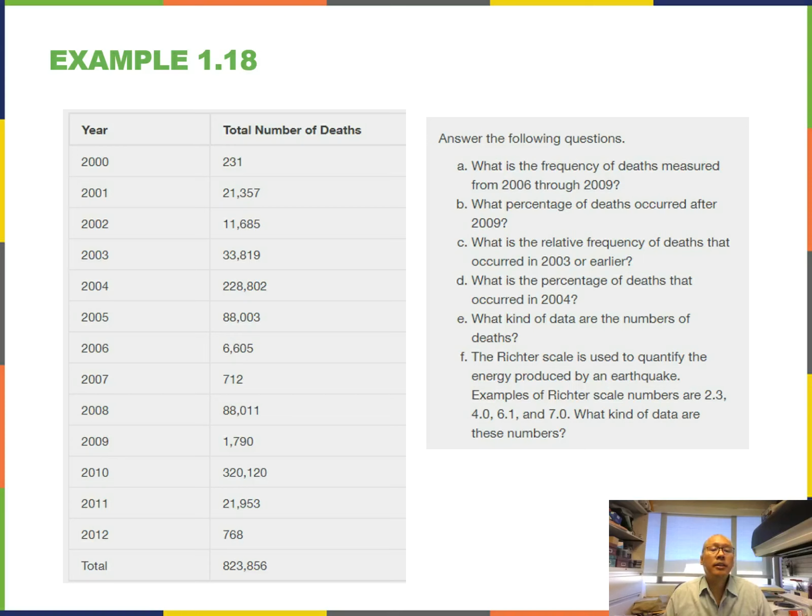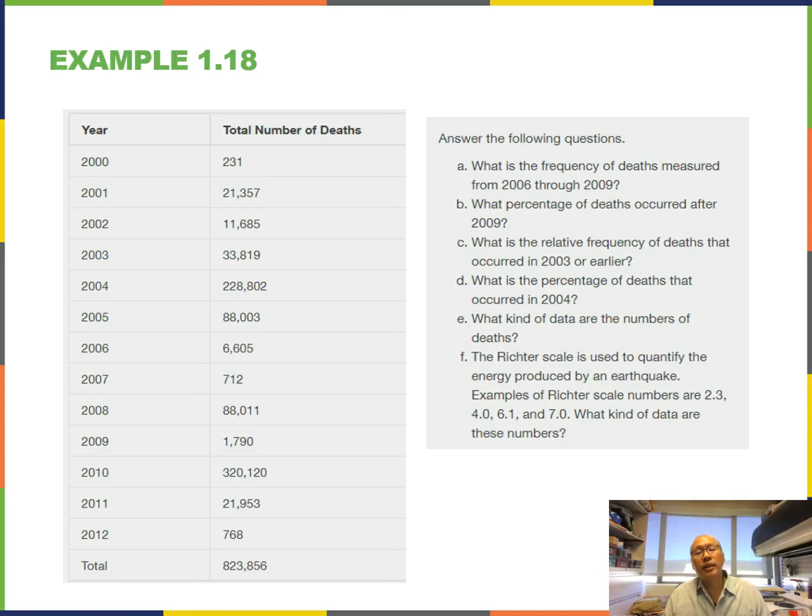So in the year 2000, 231 people died from an earthquake, and in 2001 there were 21,357. And so they can construct a frequency table like this where they count, and then they give the total on the bottom. So we can answer questions like, what's the frequency of deaths measured from 2006 to 2009? What we would do is look at the table, go to 2006, 2007, 2008, and 2009, and we count all those and we get the total number of deaths.